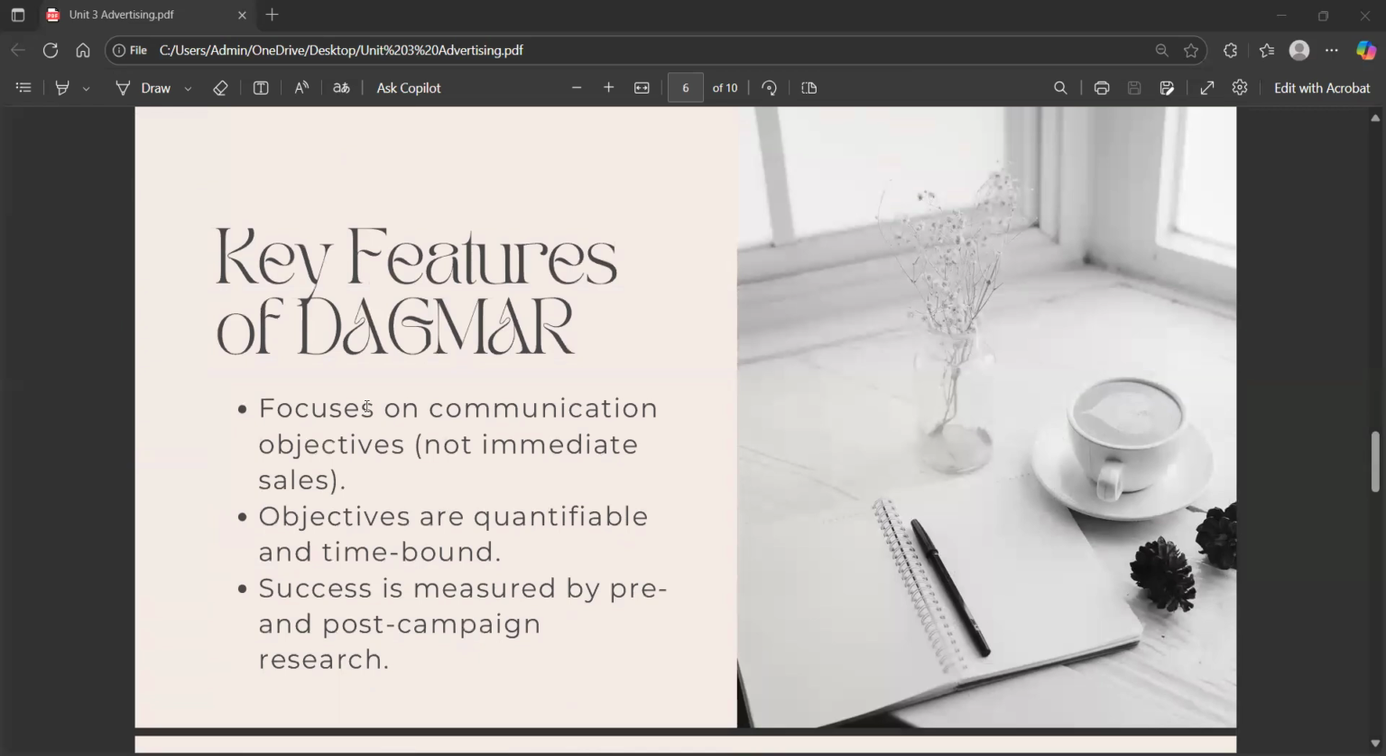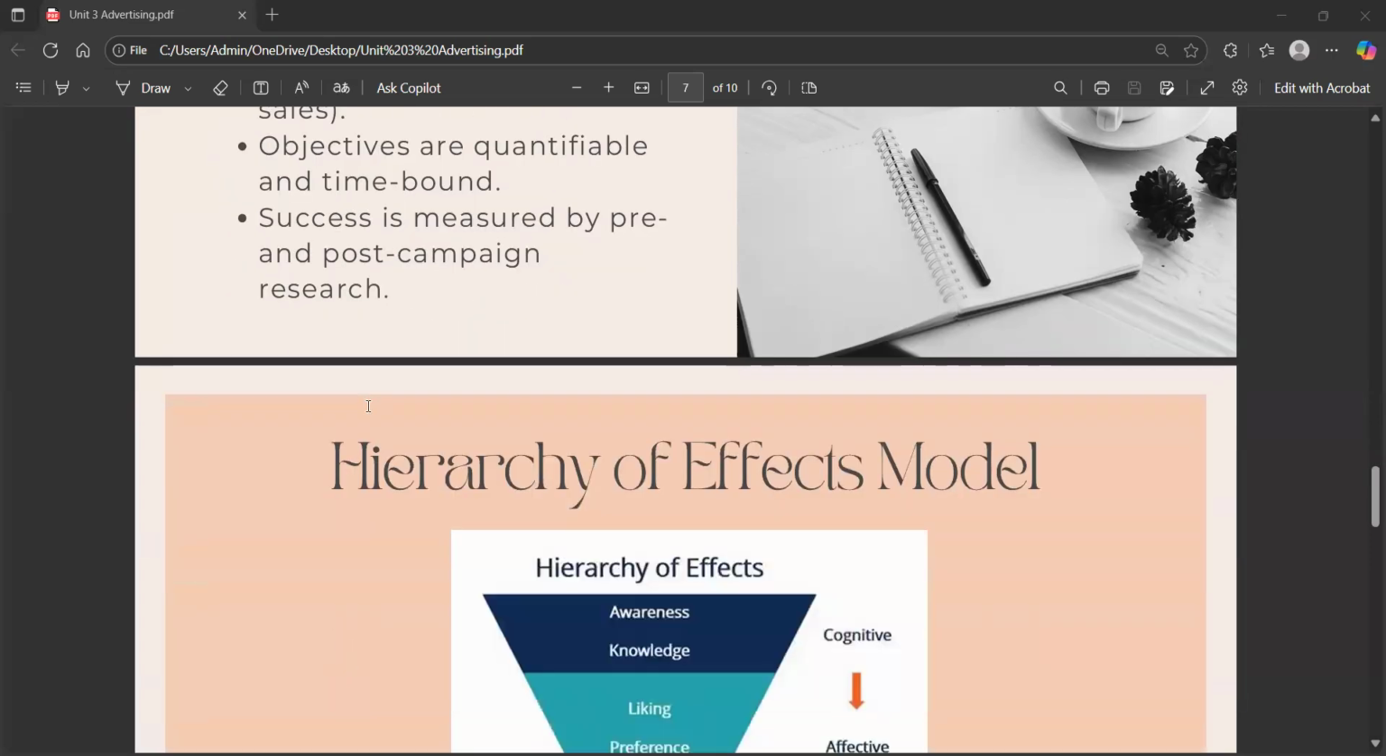Now, what are the key features of the Dagmar approach? It focuses on communicating objectives and not on immediate sales. So it focuses on delivering value to consumers through the communication. Objectives are quantifiable and time bound. So in the Dagmar approach, our objectives are measured and timely. Success is measured by pre and post campaign research. So in the Dagmar approach, there is research that takes place before launching the campaign and after launching the campaign, that is post campaign research.